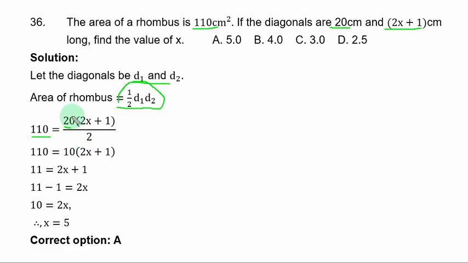You can divide by 2. So from here, 20 divided by 2, you have 10. So you have 110 equal to 10(2s plus 1). You can divide through by 10. Here becomes 11 equal to 2s plus 1. Collect like terms by transferring plus 1 to the left hand side. You have 11 minus 1 equal to 2s. That is 10 equal to 2s. Divide both sides by 2. s is equal to 5. So A is the correct option.